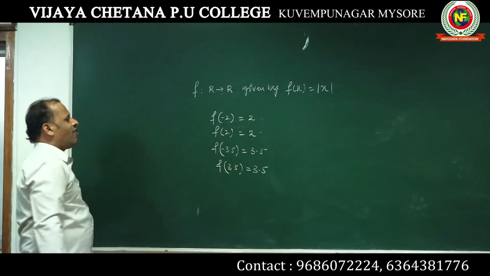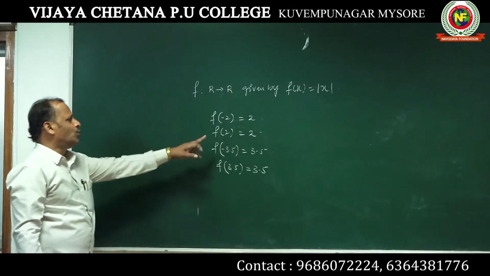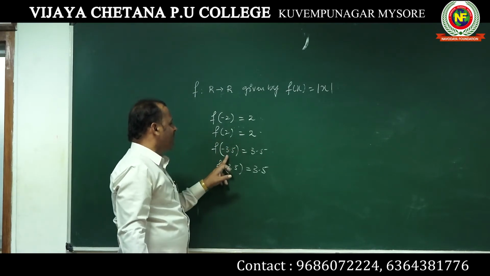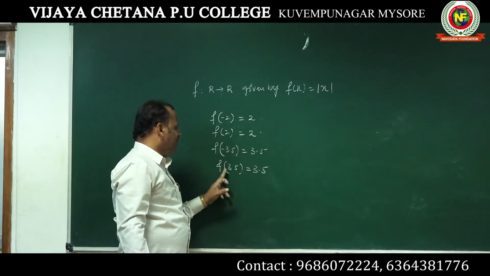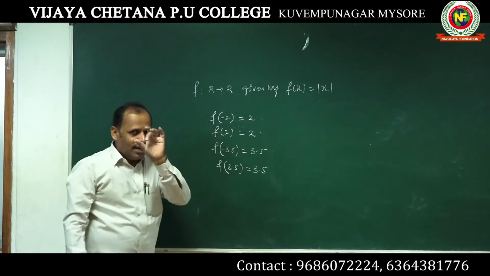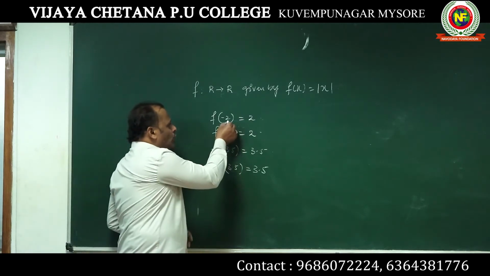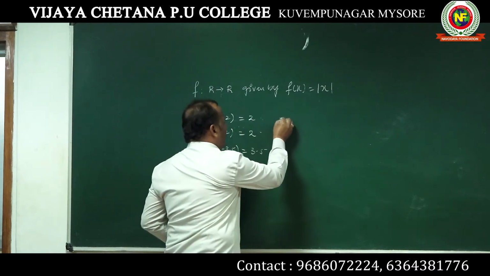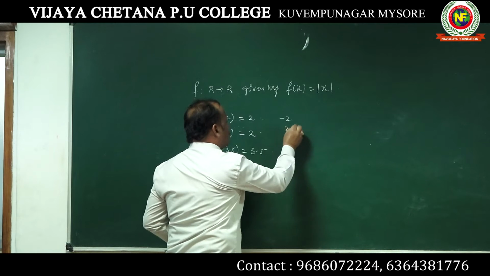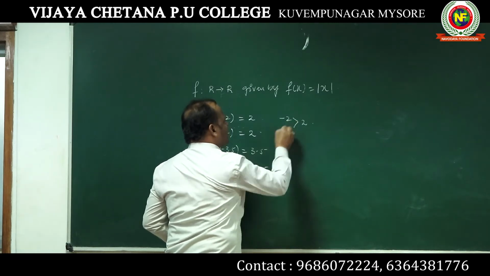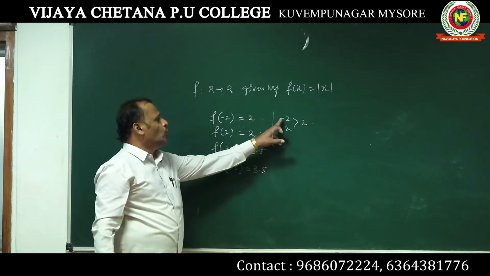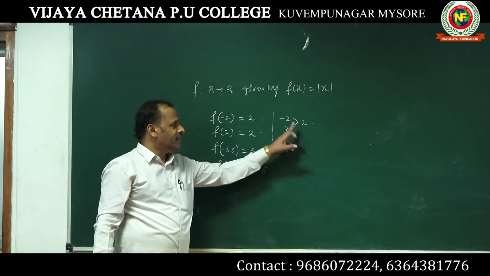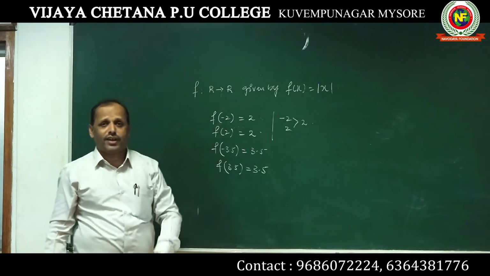Okay, f of minus 2 is 2, f of 2 is 2. f of minus 3.5 is 3.5, f of 3.5 is 3.5. Listen to me, two different elements of the domain have the same image. Here minus 2 and plus 2 have the same image. Therefore, it is not one-one.